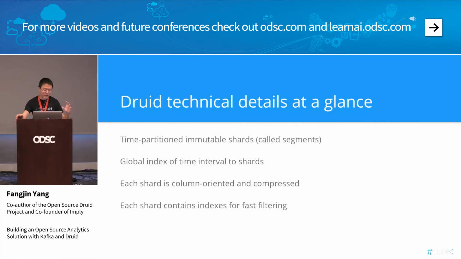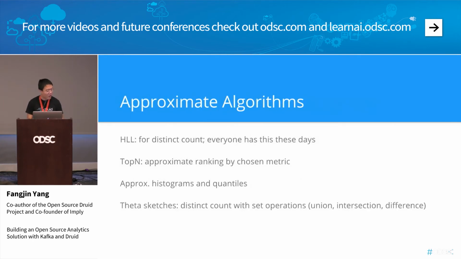Within each segment, within each shard, the data is stored in a column orientation, and then each column is compressed depending on the type of data that is getting stored. Each shard also contains a lot of indexes for fast filtering. This is not unlike a lot of other column-oriented data stores out there. However, what it is pretty good at is handling a very large stream of data.